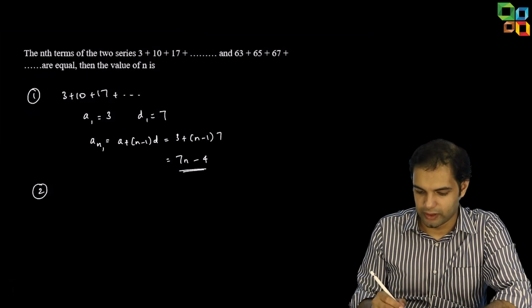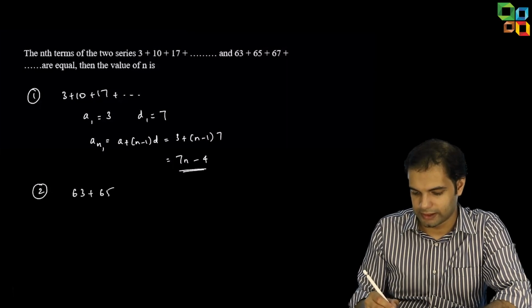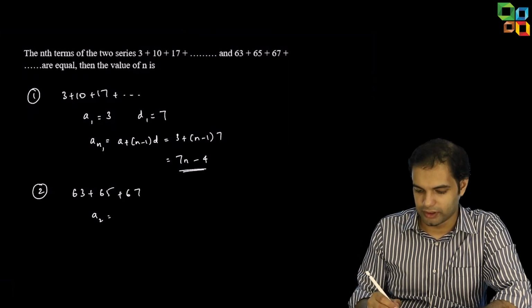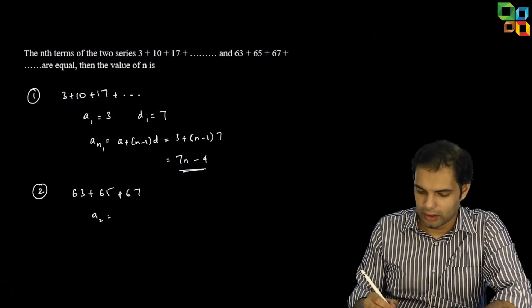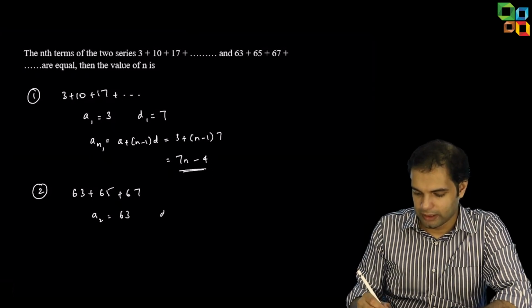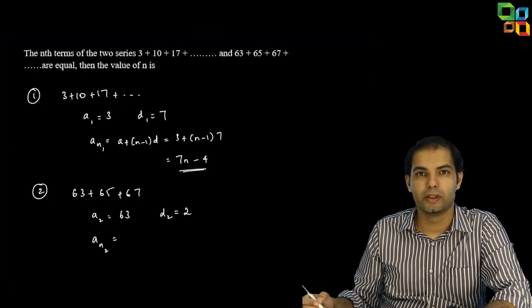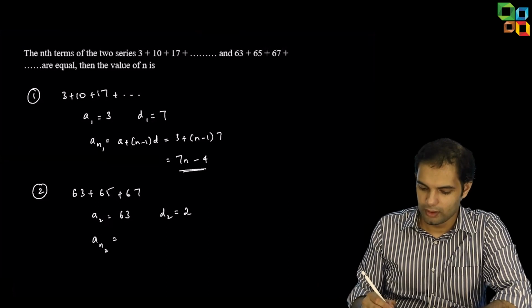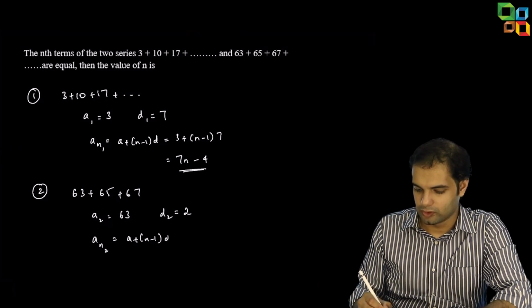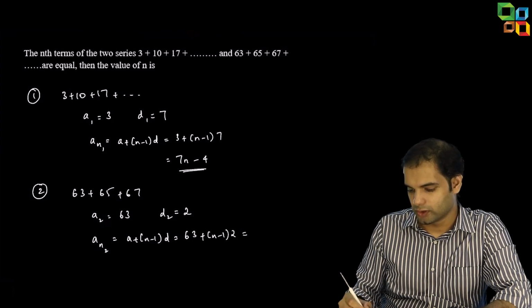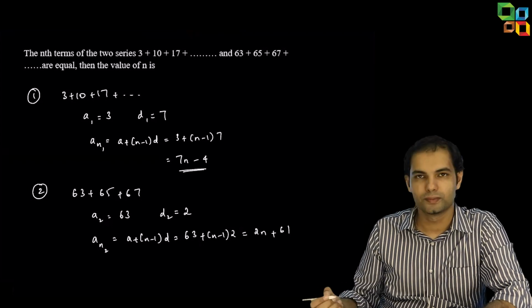Same for the other sequence: 63, 65, 67, and so on. So in the second sequence, A1 is the first term, not the second term. The first term is 63 and the common difference of the second sequence is 2. We are trying to find the general term, so it is a plus n minus 1 into d again. A is 63 and n minus 1 into 2, so to simplify, it's 2n minus 2 plus 63, which is 2n plus 61.